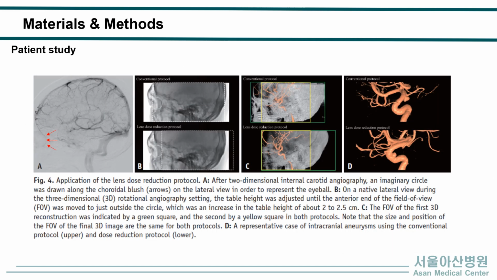This is the real application of the lens dose reduction protocol. In Figure A, an imaginary circle was drawn along the choroidal blush after cerebral angiography. Figure B shows that the table height was adjusted until the anterior end of the FOV was moved to just outside the circle, which was an increase in the table height of about 2 cm.